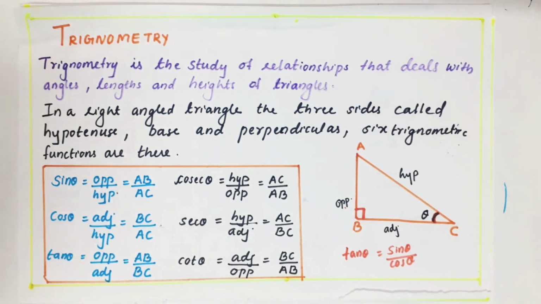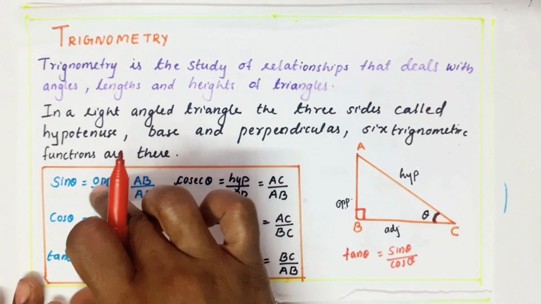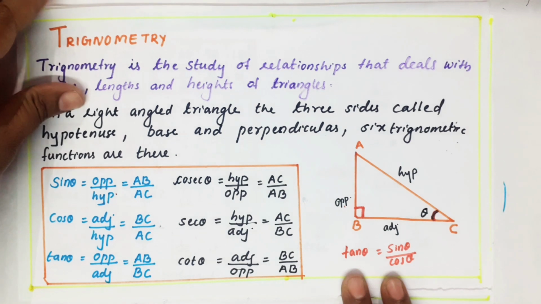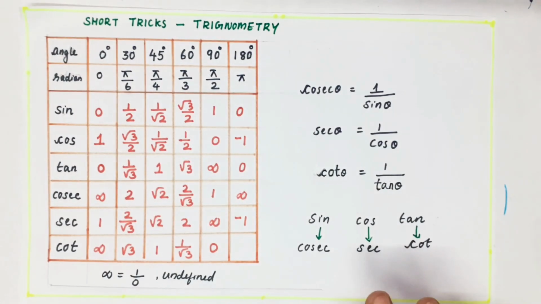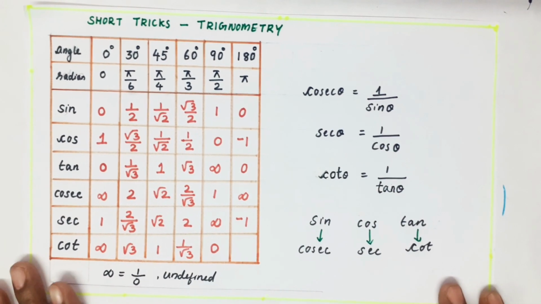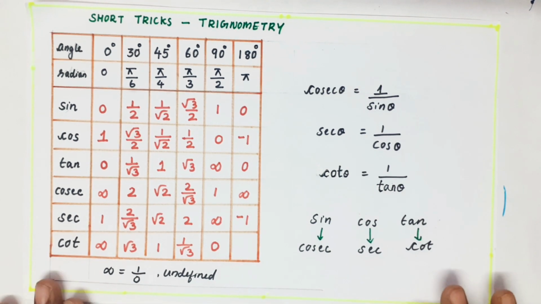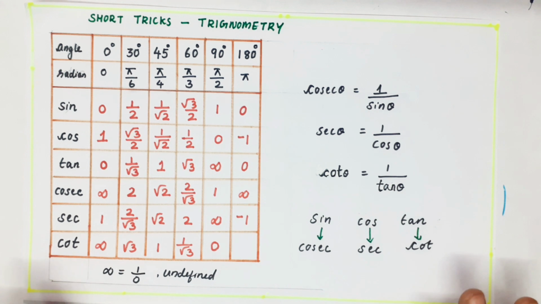Clear? So we are taking some relation of a right angle triangle with respect to its sides and angle with the trigonometric function. First I told 3 functions and then the reciprocal functions of those. Clear? Now, next I am going to give some short tricks to remember a few trigonometric values, because we need all these values in physics.